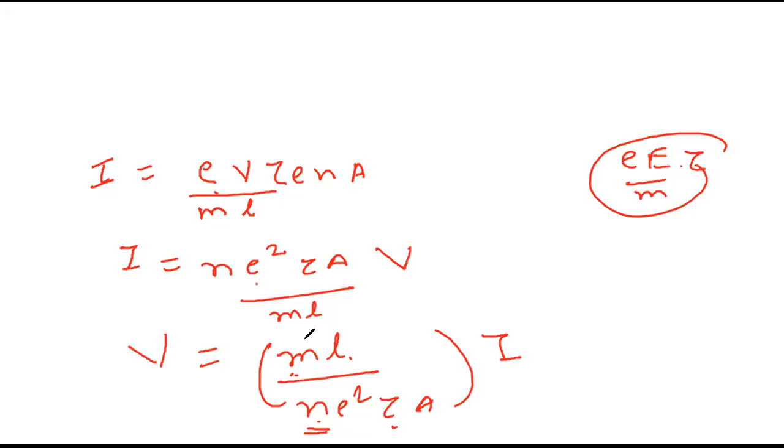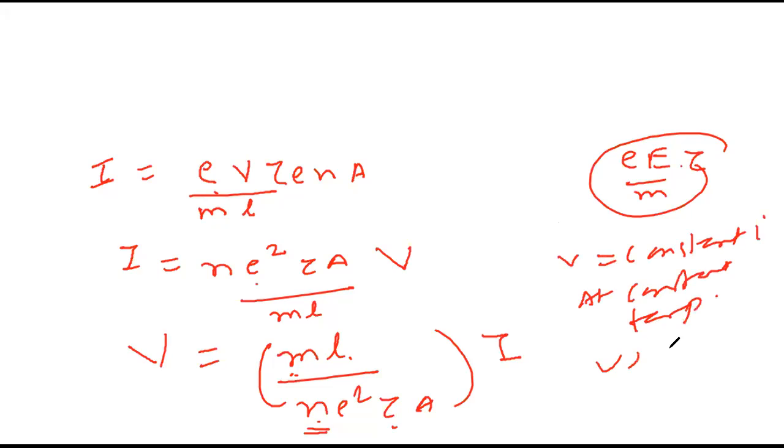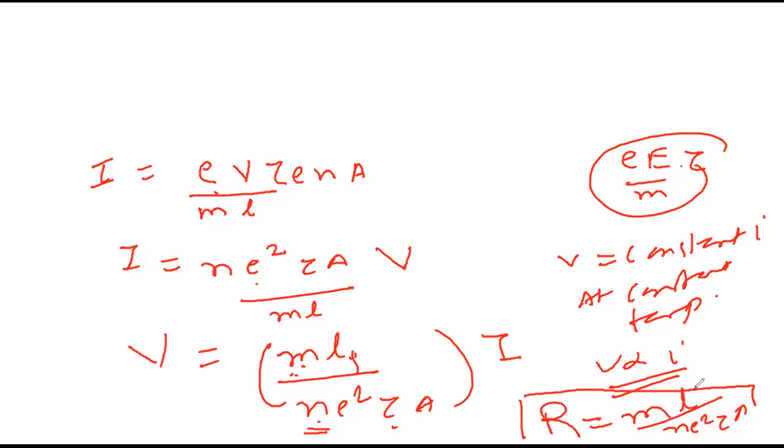Tau. So all these quantities will be constant if temperature is constant. So V will be constant into I at constant temperature. So V is proportional to I. So by comparing, can I say resistance of wire is also mL upon n e square tau A? V equal to IR, na? Yes, sir. So if paper is very difficult, sometimes they can ask, not necessarily that they will ask. So please copy till this one.